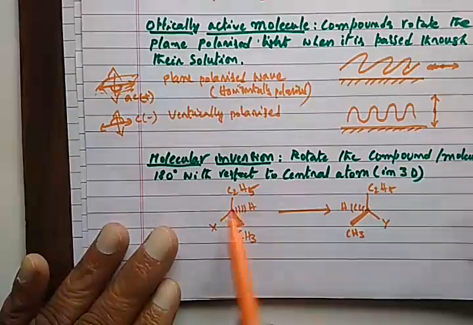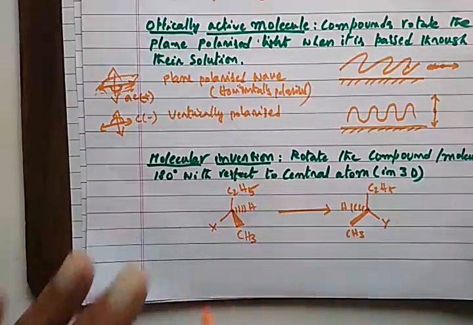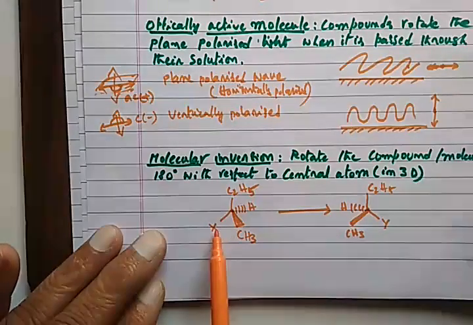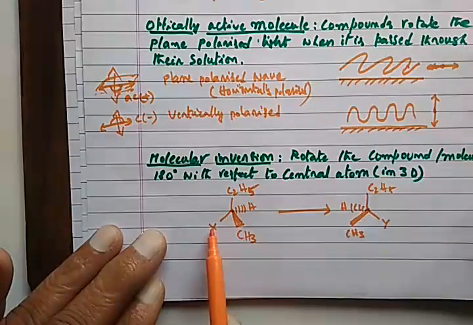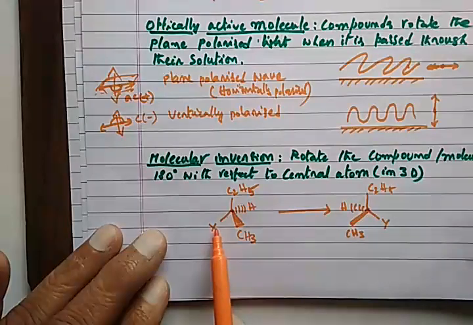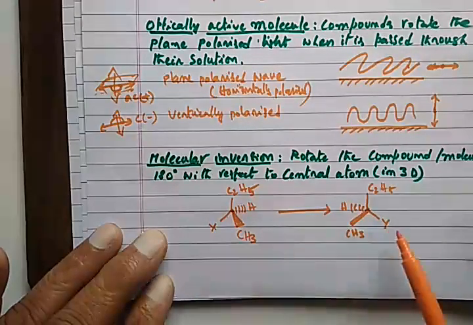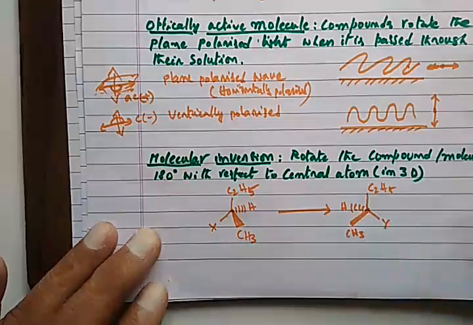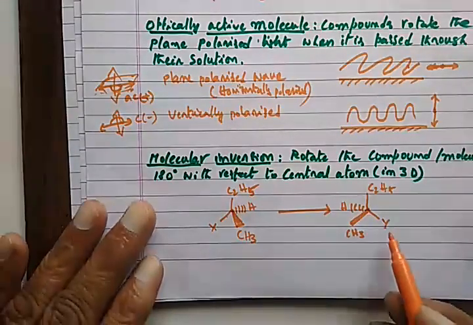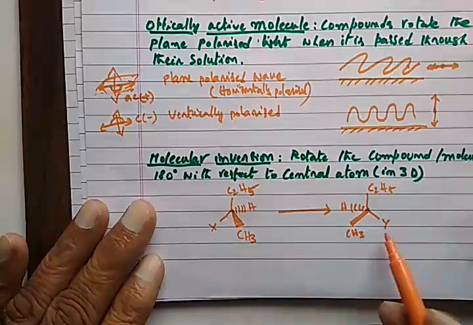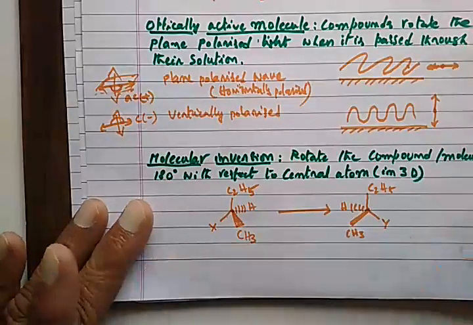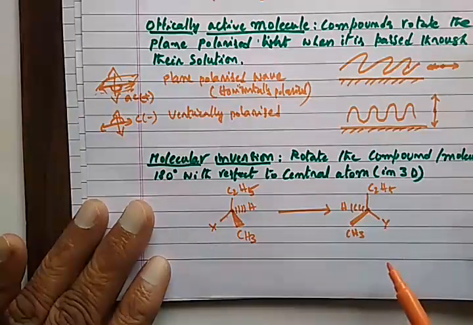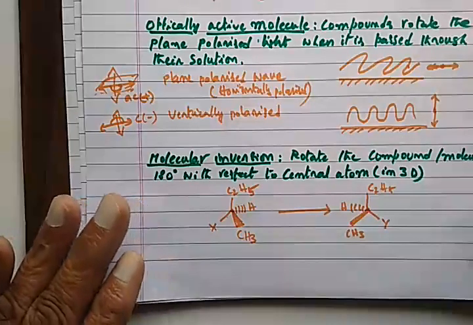Here, before the chemical reaction, X was here. After the chemical reaction, it is rotated like this, with the new replaced compound or replaced molecule. It has come here. So this way you have to understand.